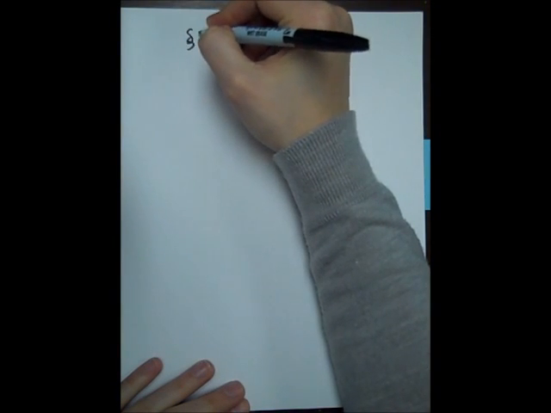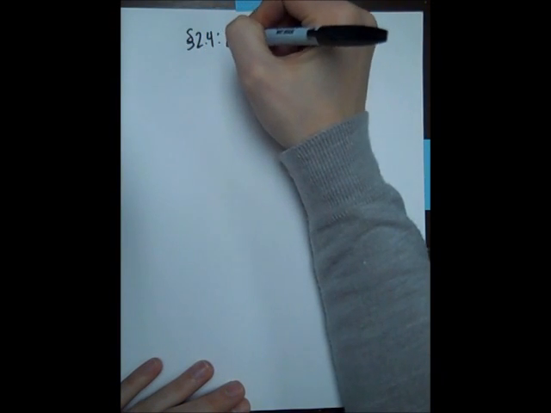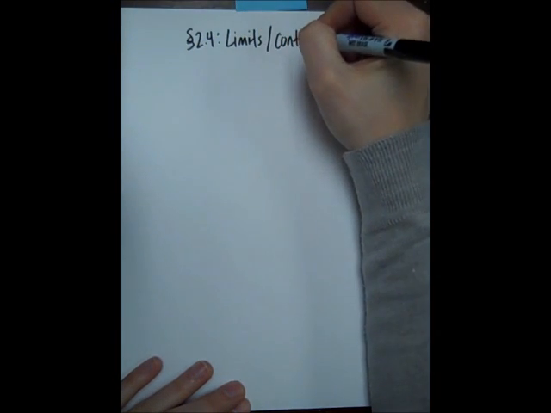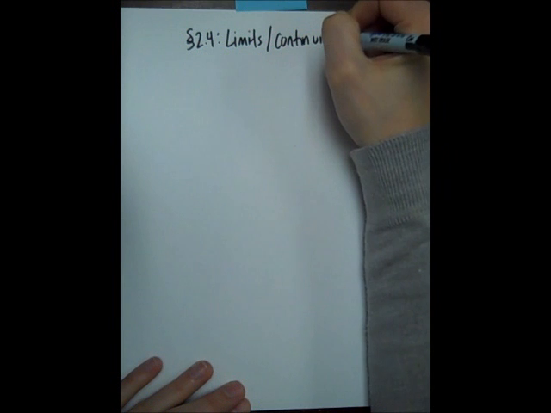So in sections 2.2 and 2.3, we talked a lot about limits. We said what the limit was, and that was talking about the y values. Then we talked about how to find the limit graphically and algebraically. So section 2.4 is about limits and continuity.